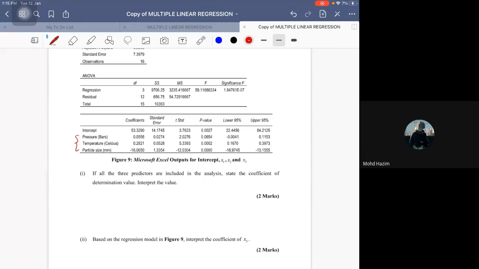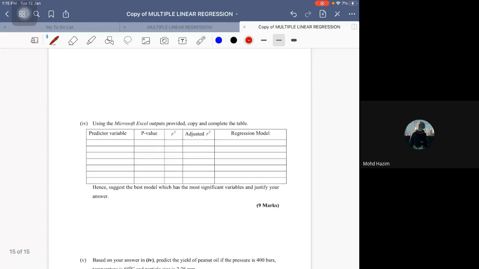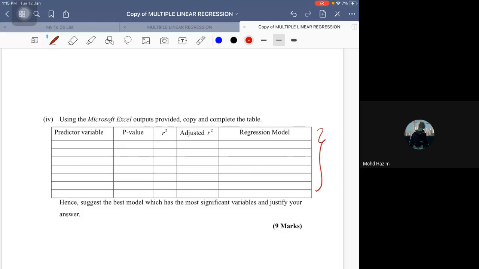Okay, so what they want you to do is fill in all the information for all the tables. In the previous two questions, they give you most of the table and you only have to fill in the last one. But for this one, you have to fill in all of them on your own. And then you have to pick which one is going to be the best model. For this one, it's going to give you 9 marks for just reading the output. So it's going to be very easy.